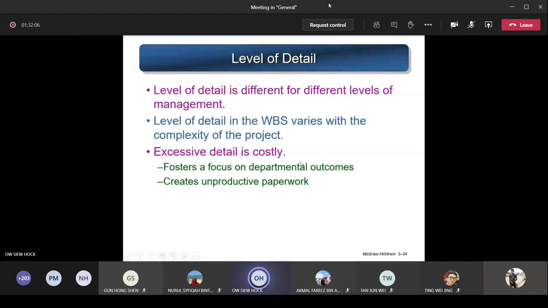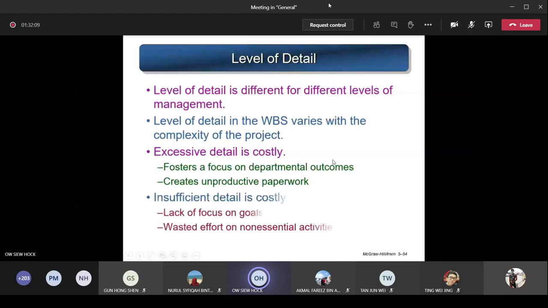So next, you should take note of some issues here. One is about excessive detail. If you go into very detailed breakdown with many levels, then it is very complicated and very costly. This poses a focus on departmental outcomes. If the different levels of the WBS break down into very deep levels, then you are focusing on which department will do the task rather than what kind of deliverable you are going to produce. Also, if you go down too many levels, this creates unproductive paperwork, because a lot of things have to be written about each level.